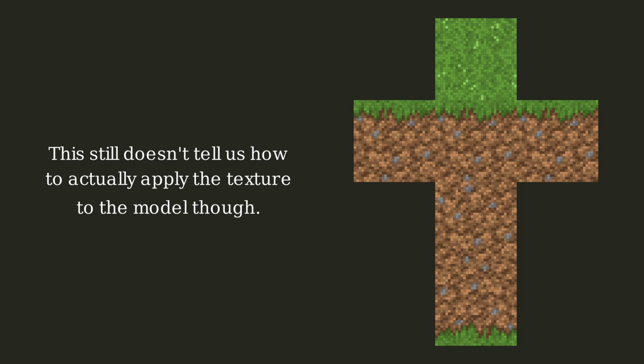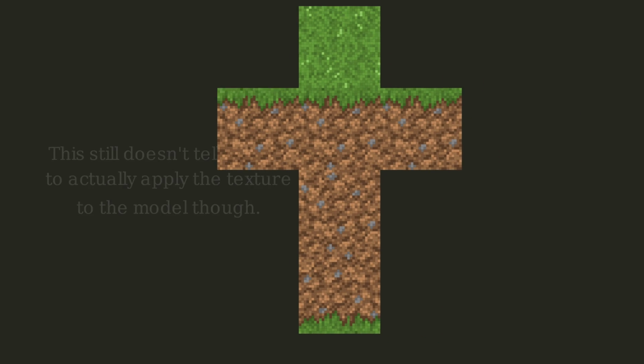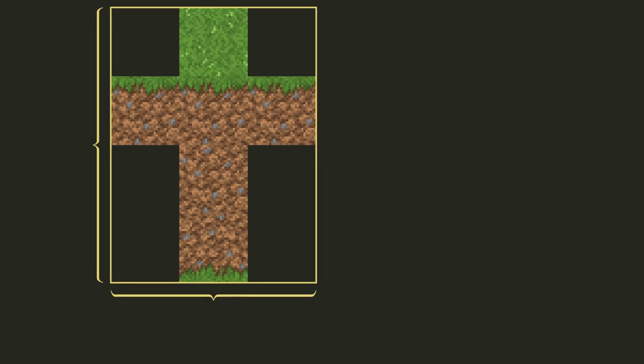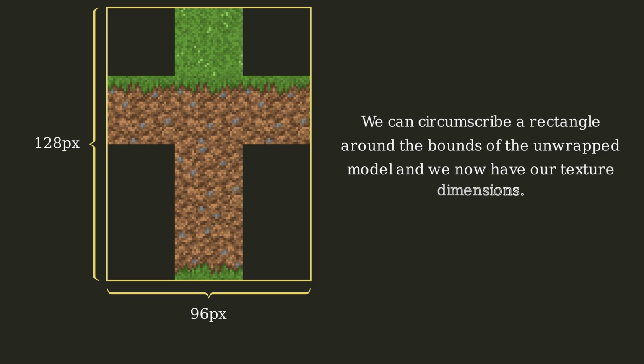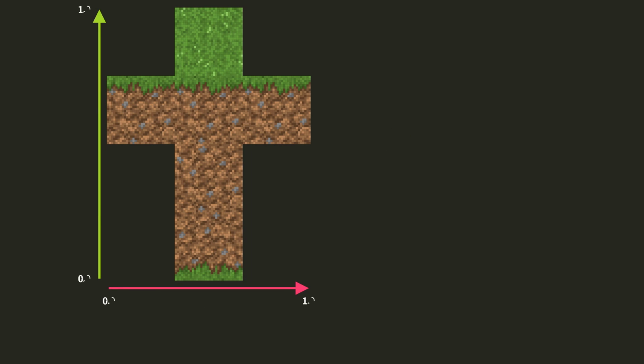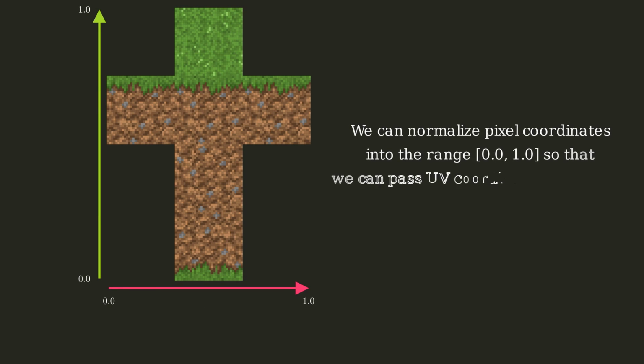Well, if we look at the unwrapped 3D model, we can create a rectangle that circumscribes the entirety of the unwrapped object. This is our texture's dimensions. Next, we can normalize the positions on the texture similar to how we normalize our world coordinates into screen coordinates. We'll simply denote the bottom left of the texture as 0, 0, and the top right as 1, 1. Everything in between correlates to the same interpolated pixels in the texture.